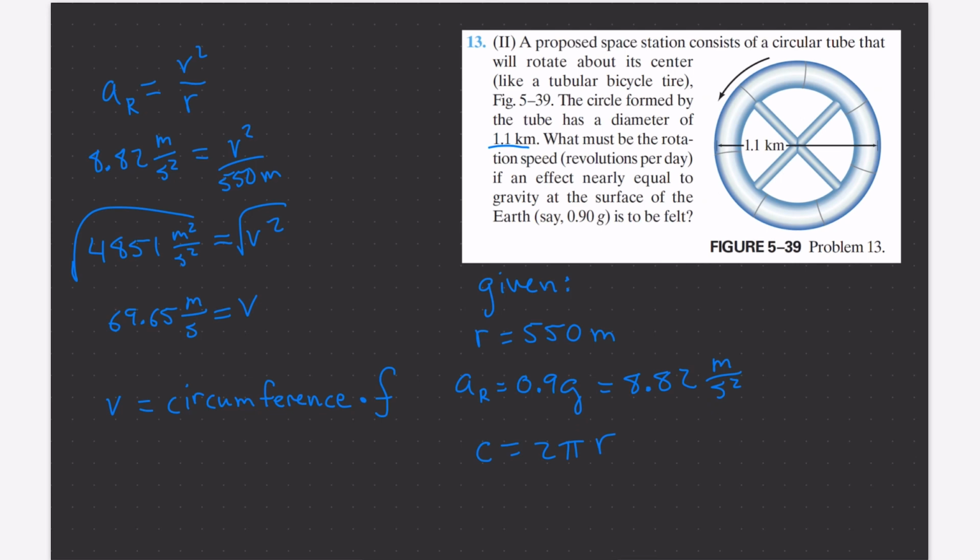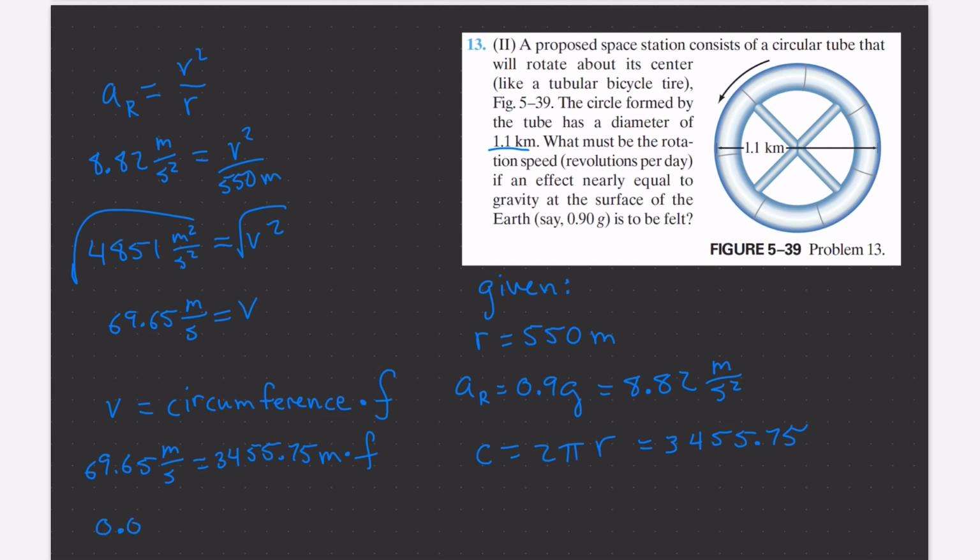That gives me about 3,455, let's say 0.75. If I plug that into circumference here and I plug in my velocity, 69.65 meters per second is equal to about 3,455.75 meters times frequency, then the only thing I need to do to find frequency is divide both sides by that circumference. So 69.65 divided by 3,455.75. Looks like I get something about 0.02.